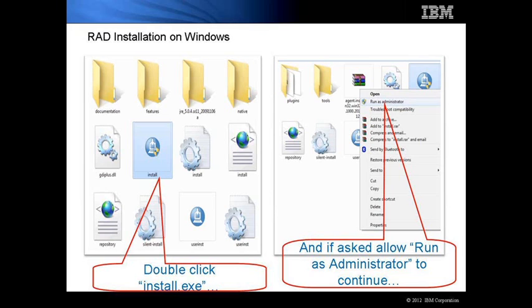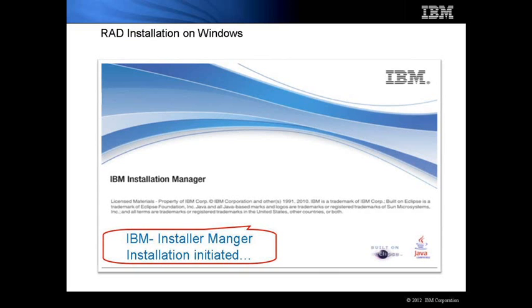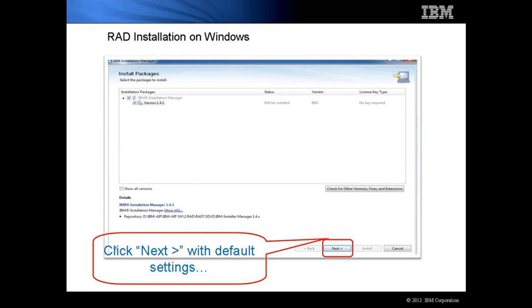Once the setup is started, the first window appears as IBM Installation Manager. So the installation is initiated, and this window is a sign of that. Now the next window is Install Packages. IBM Installation Manager, and the version which we are going to install, is available in the list of install packages. We don't have anything to change here, just directly select next.